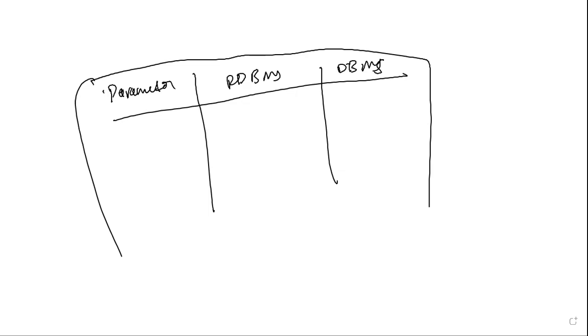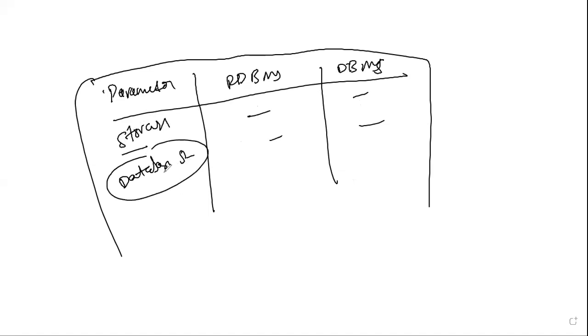Okay, so now the next parameter is database structure, RDBMS. For the storage parameter we have written the 2 points, right? Next, you have to write down database structure. We will write the points related to this here. This is the heading, okay?